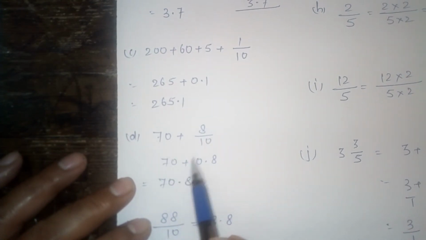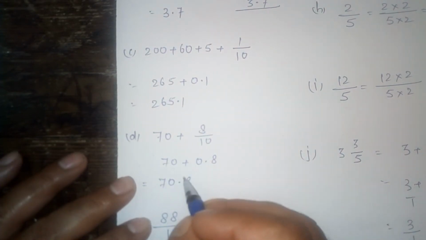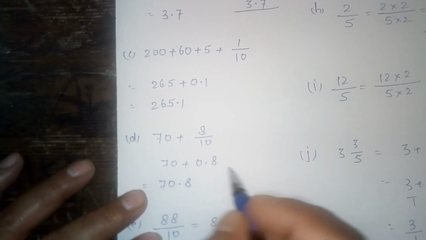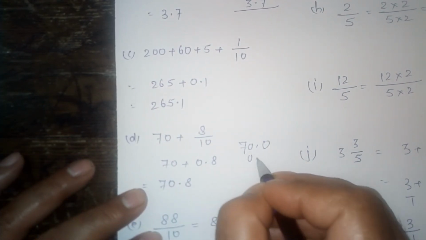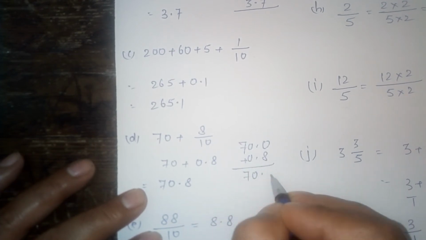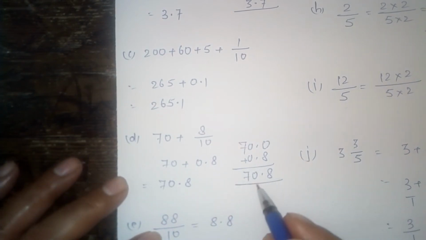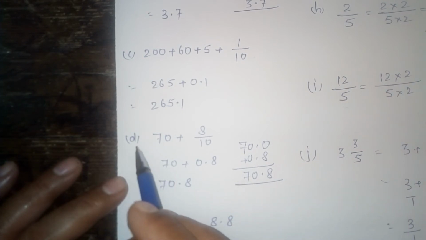Now question number D, 70 plus 8 upon 10. This is 70. 8 upon 10 means 0.8. After adding you will get 70.8. How will you add? Now look here, this is 70. 70 we can write as 70.0, and this is 0.8. After adding you will get 70.8. This is your required answer.